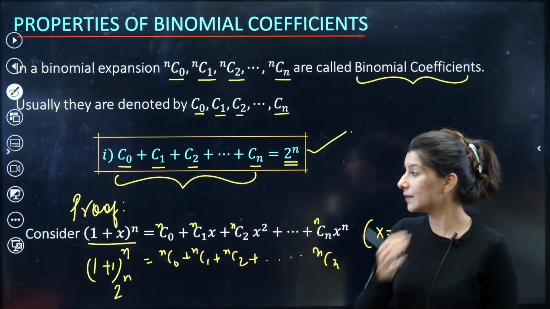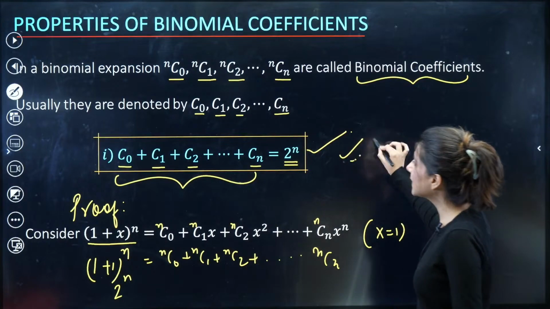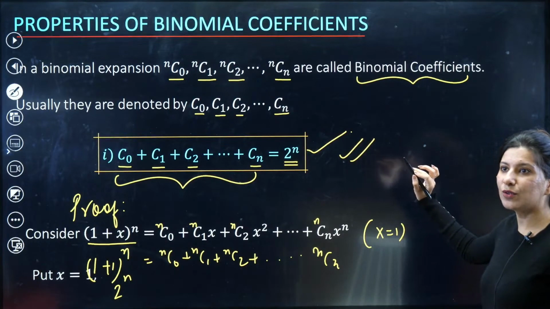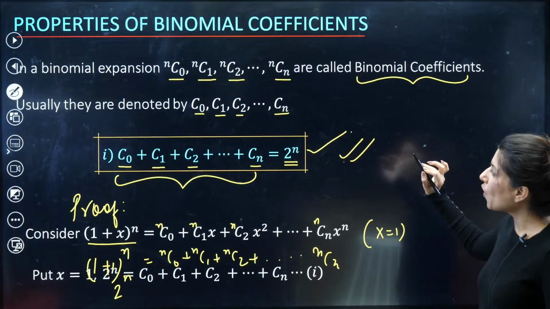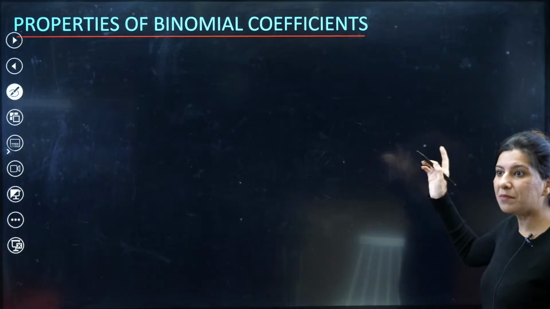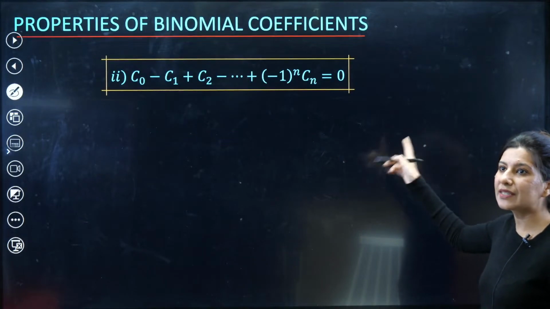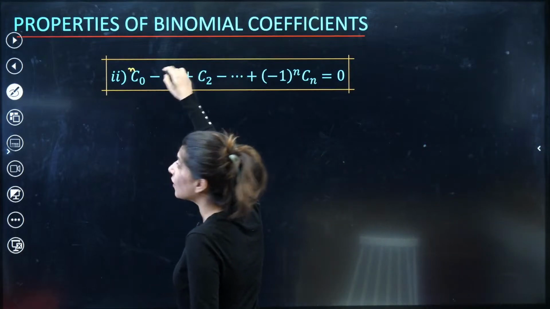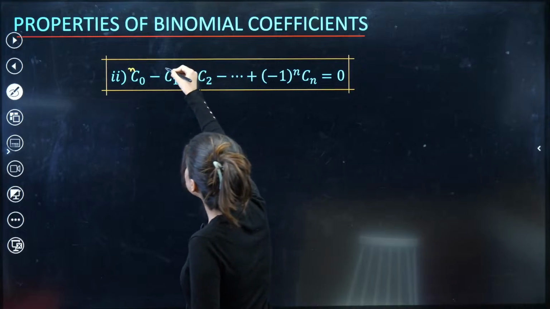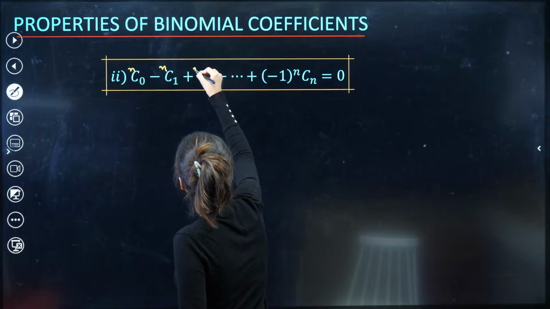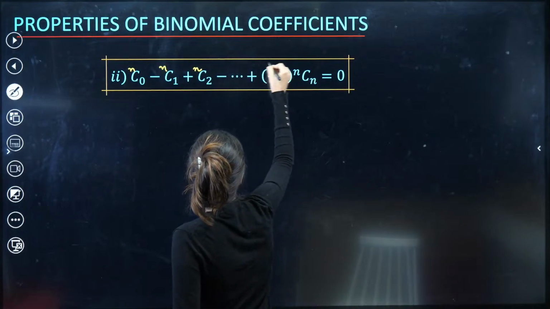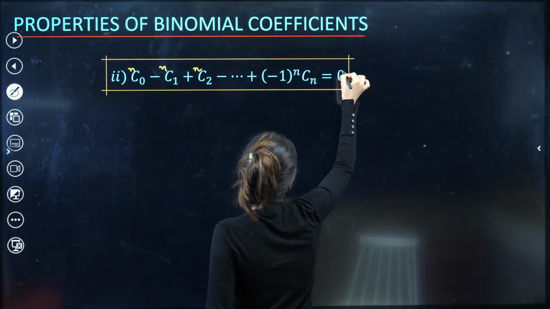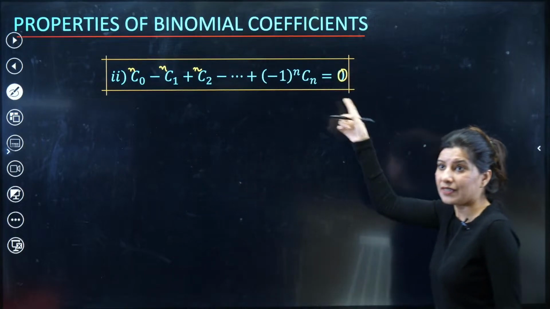Okay, I hope that this is clear to you, how we arrived at this. Now let us move on and talk about another property. One by one I will be revealing all the properties. This is your second property. So this is nC0 minus nC1. Now can you see the alternate sign? nC0 minus nC1 plus nC2 minus nC3 and all the way up to nCn. This is actually 0.